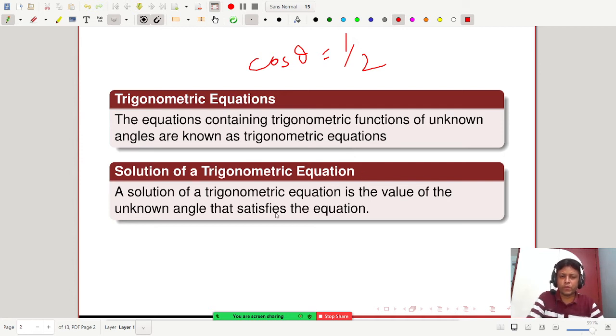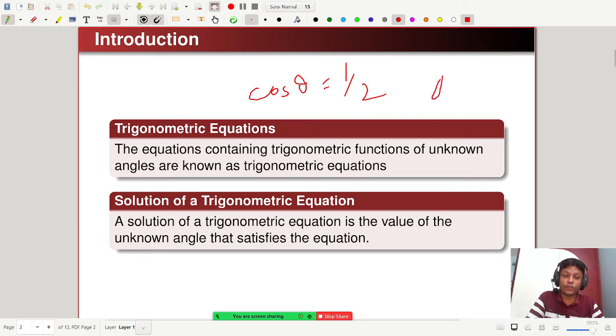Now what are the solutions of a trigonometric equation? A solution of a trigonometric equation is the value of the unknown angle that satisfies the equation. So if cos theta equal to half, you can very quickly answer the value of theta will be pi by 3, 60 degrees. Cos 60 is half. But not only pi by 3, you can have many values of theta, because trigonometric functions are periodic in nature. You know the graphs of trigonometric functions are periodic in nature.